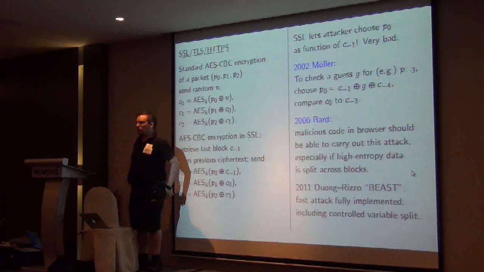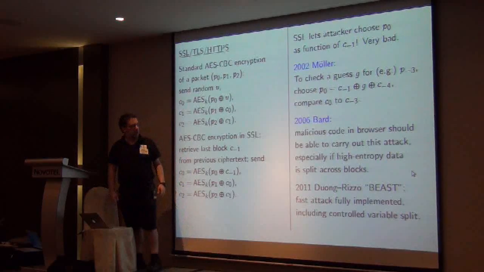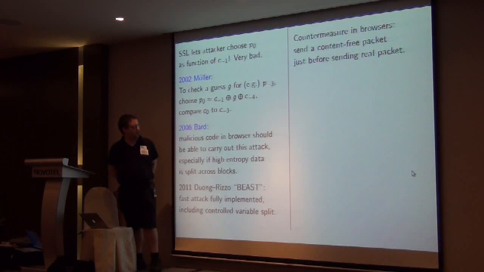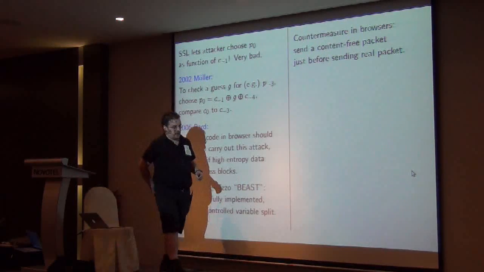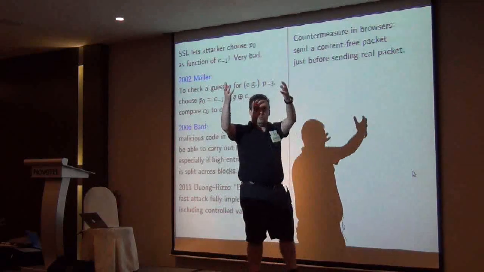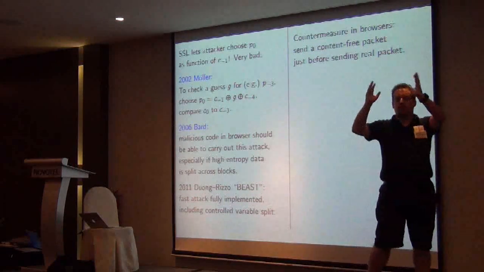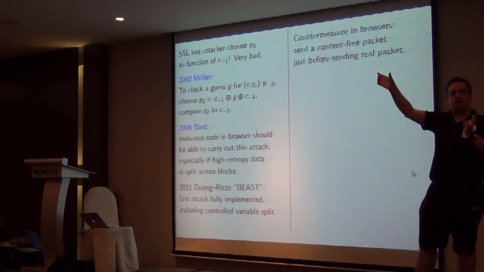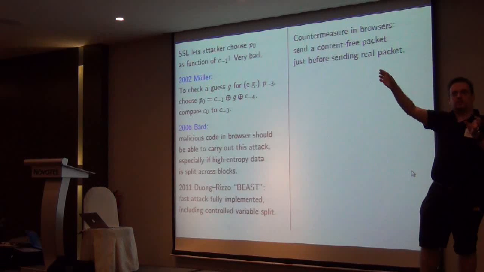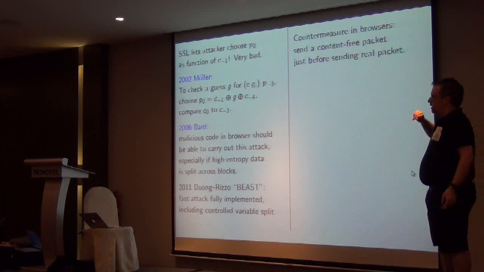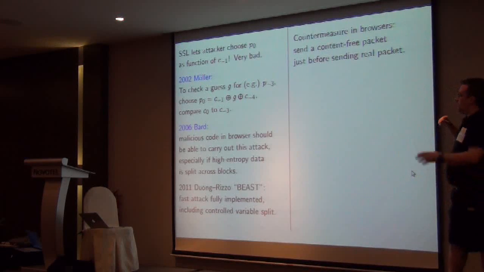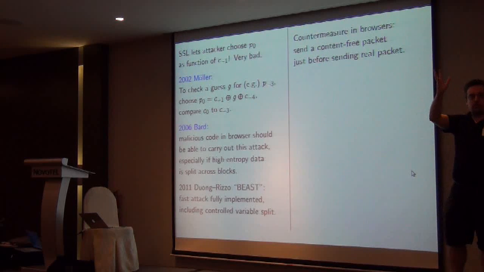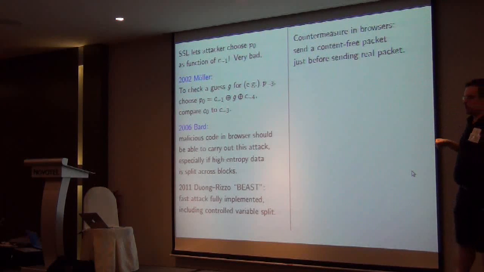And this really does work, and it really does get a cookie out of the browser in something like 2 minutes. So browser vendors look at this attack and say, okay, what are we going to do? We get this P0, P1, P2 from the user, and before we encrypt that, before we add P0 to something, we're going to insert another packet before that, where that other packet doesn't have any data. It just has a message authenticator, which I'll get to in a moment. Every packet has a message authenticator. So the browser sends an empty piece of data with a message authenticator, then sends P0, P1, P2, which includes a message authenticator.